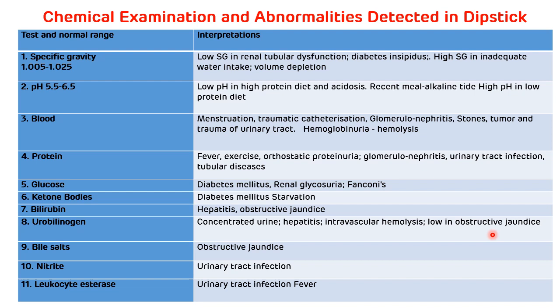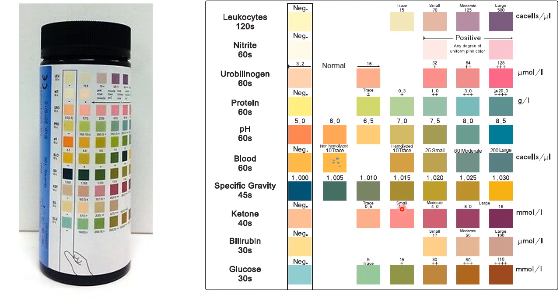Then another chemical examination is related to the bile salts. Excretion of bile salts in urine is seen in obstructive jaundice and it can be detected by Hay's sulfur flower test. Another two tests are nitrite and leukocyte esterase, which can be seen in urinary tract infection. So this is the table showing the chemical examination and various abnormalities that you can detect with the help of dipstick. This is the multiparameter urine dipstick, and this is how you can do the interpretation of chemical examination of urine with the help of dipstick.